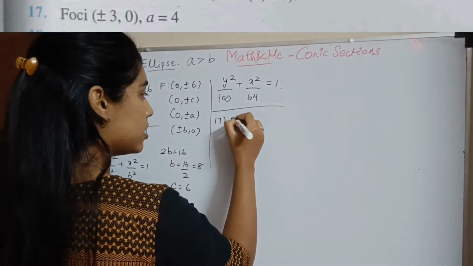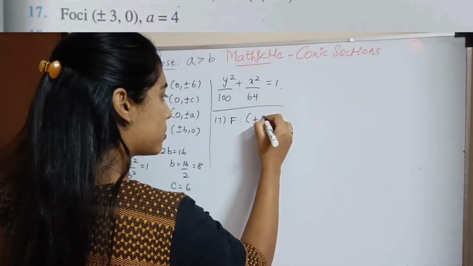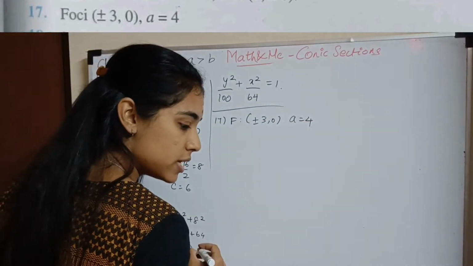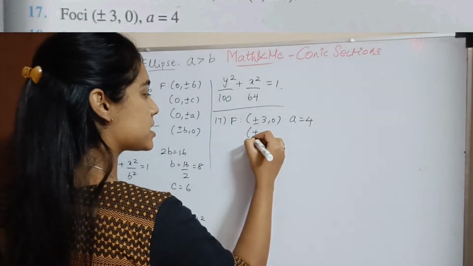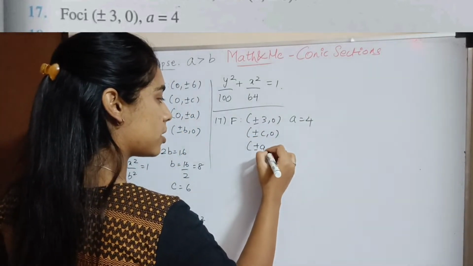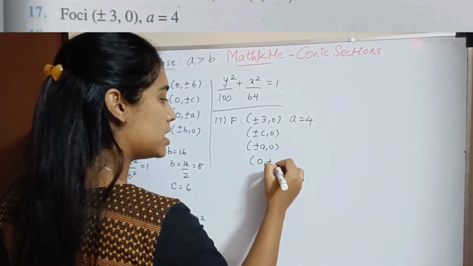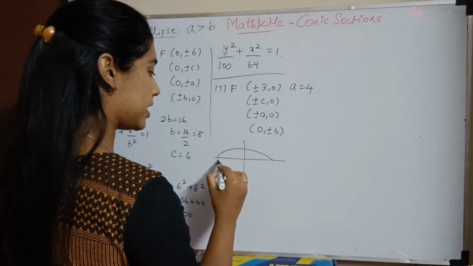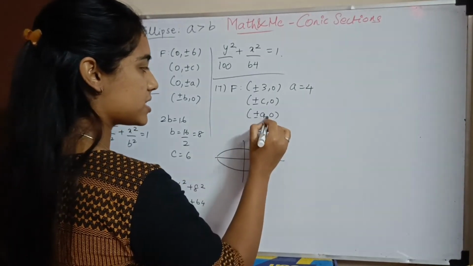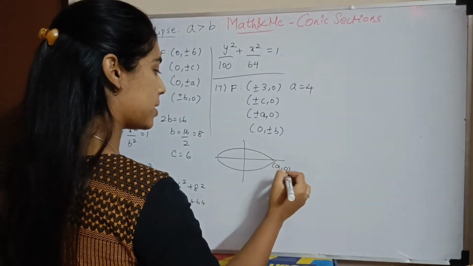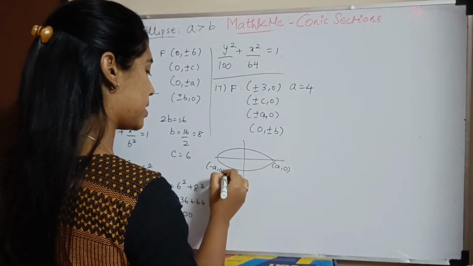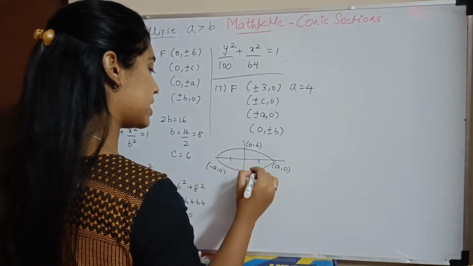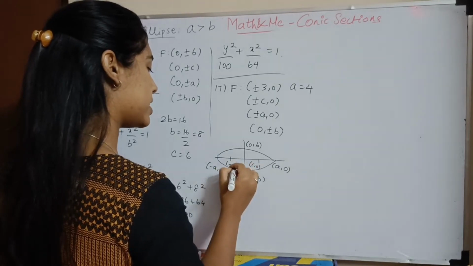Question number 17. Foci is at plus or minus 3, 0 and they have given the value of A, which is 4. If the foci are plus or minus C, 0, the vertices will be plus or minus A, 0 and the other points will be 0, plus or minus B. So the ellipse is along the x-axis. This is A, 0, this is minus A, 0, then 0, B and 0, minus B. The foci will be C, 0 and minus C, 0.